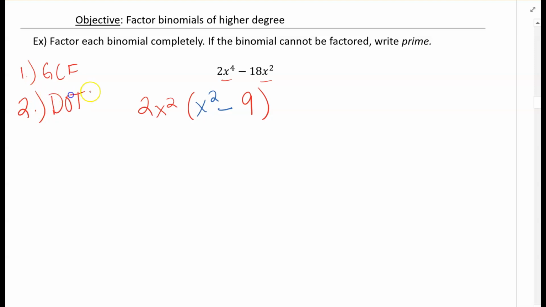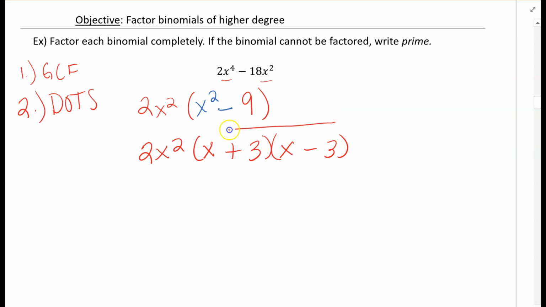Then you have to check for DOTS. Difference of 2 squares. Do you have a difference? Yes, you have a subtraction. Do you have 2 perfect squares? I have x squared and a 9. Those are perfect squares. So I can factor that out. I'm going to end up with 2x squared. Take the square root of x squared is going to be x. Take the square root of 9 is going to be 3. And then you need an addition and a subtraction. And then check for DOTS again. I no longer have a difference of 2 squares, so that is your final answer.